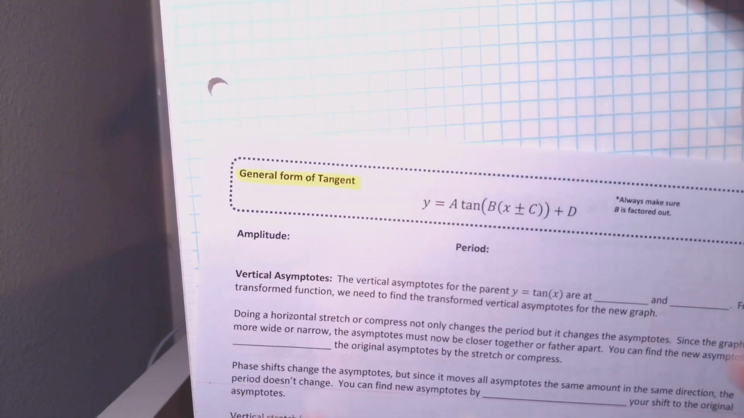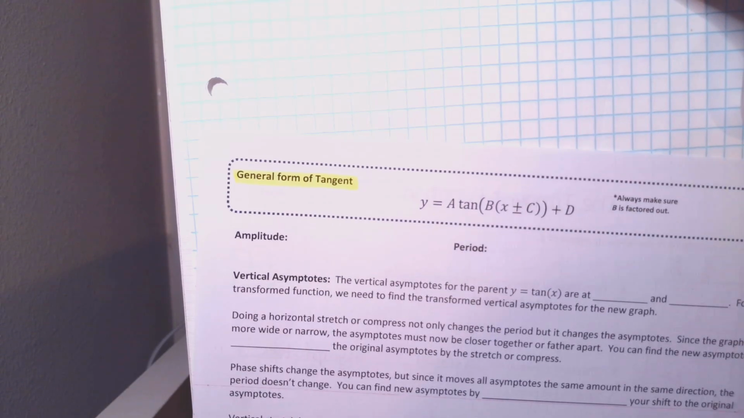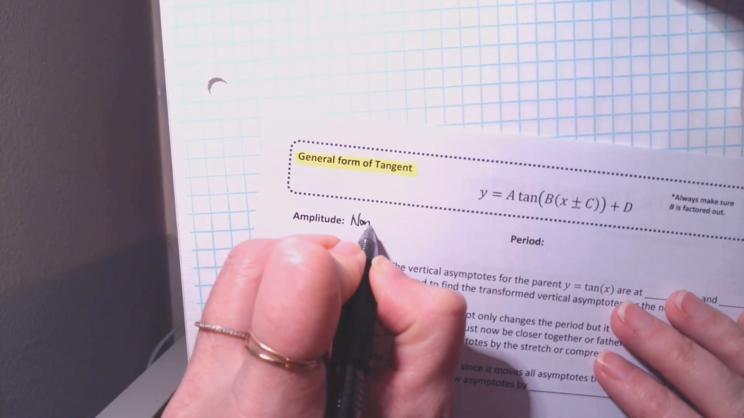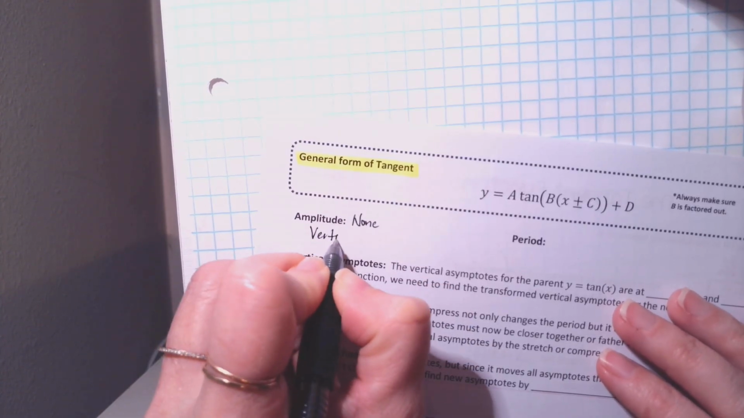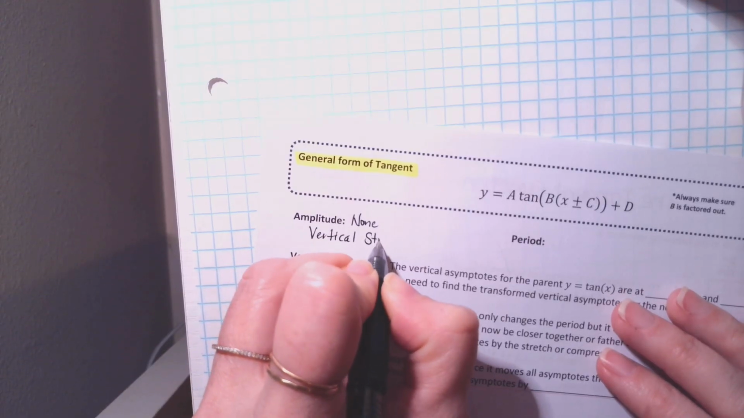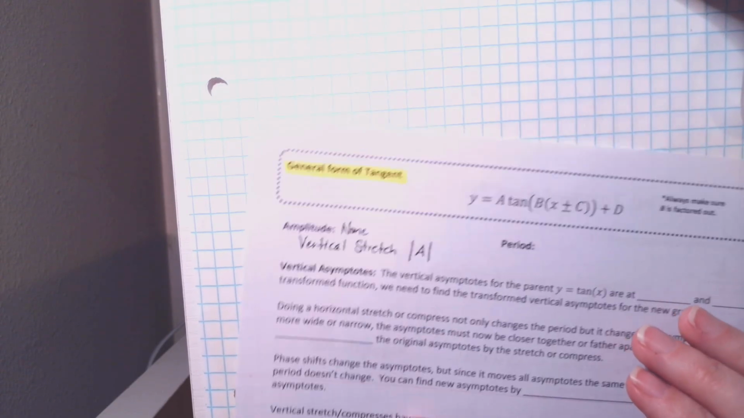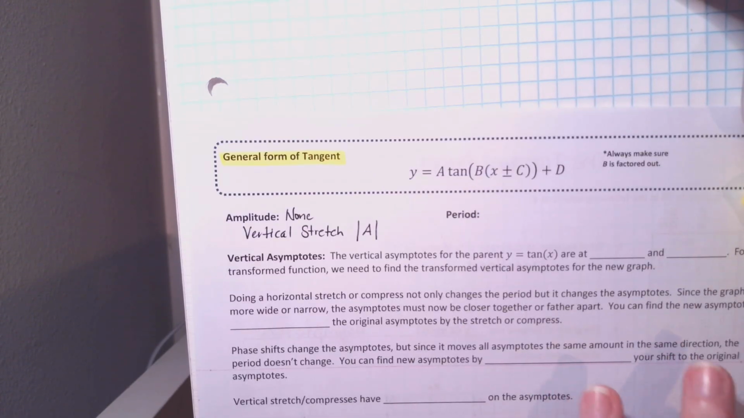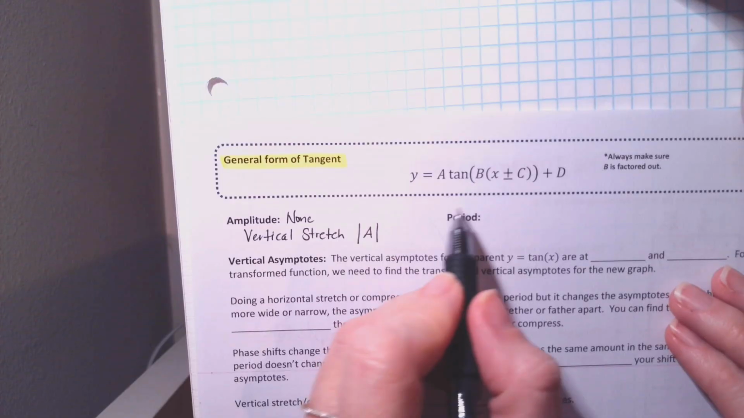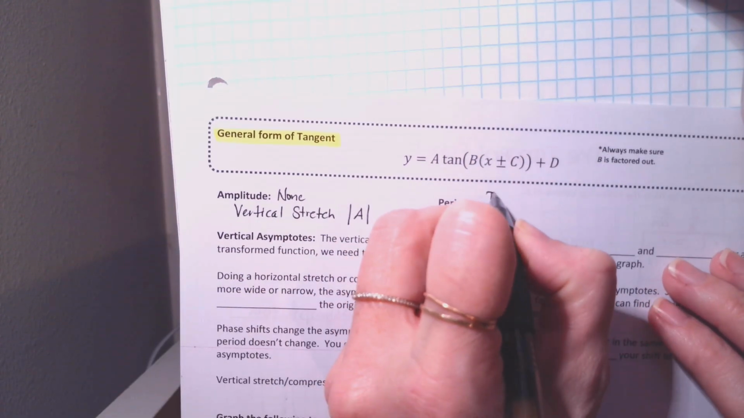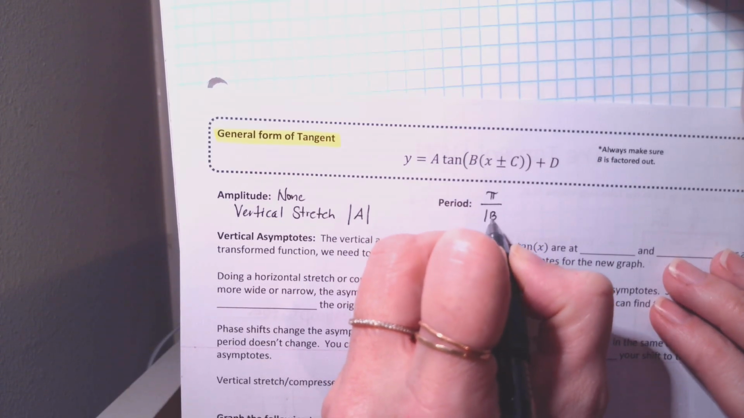Okay, where A on this one is not the amplitude, the A is the vertical stretch, but you have still an A. So amplitude, there is none, but we would say vertical stretch would be the absolute value of A. The period you calculate different than you do for sine and cosine. For sine and cosine, it's 2 pi divided by the absolute value of B. It's different because the period for tangent was only pi. It's a smaller period. So you would say pi divided by the absolute value of B.